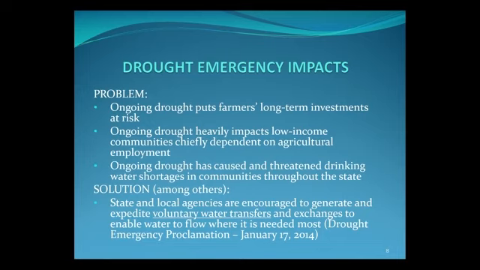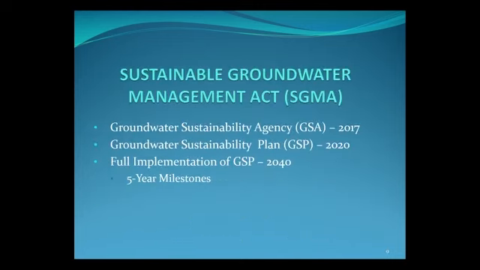Drought emergency impacts, particularly on Mr. Gardner's operations: the ongoing drought puts farmers' long-term investments at risk, heavily impacts low-income communities. It causes and threatens drinking water shortages. The solution, which is contained in the January 2014 drought emergency proclamation by the governor, includes the following. State and local agencies are encouraged to generate and expedite voluntary water transfers and exchanges to enable water to flow where it is needed most.